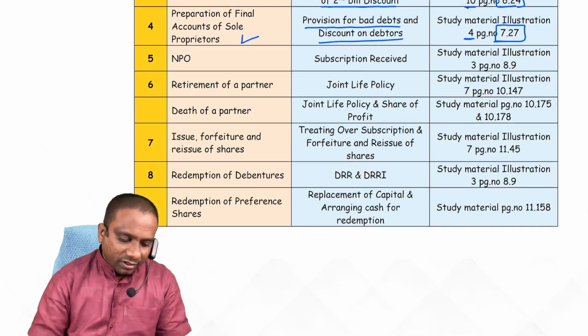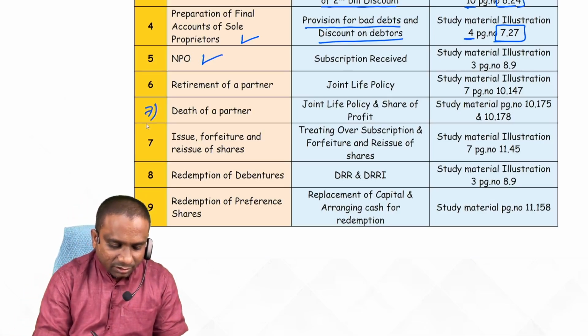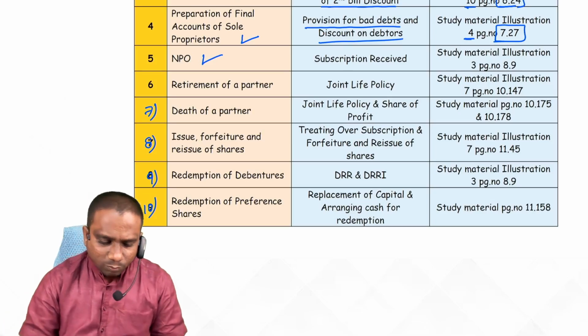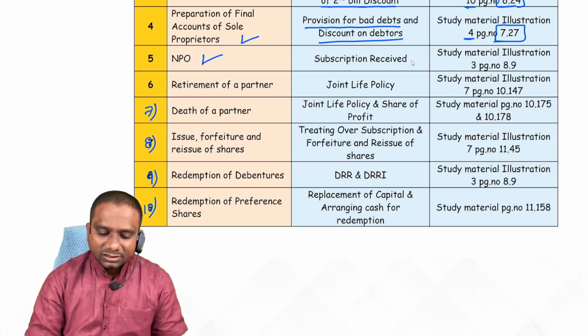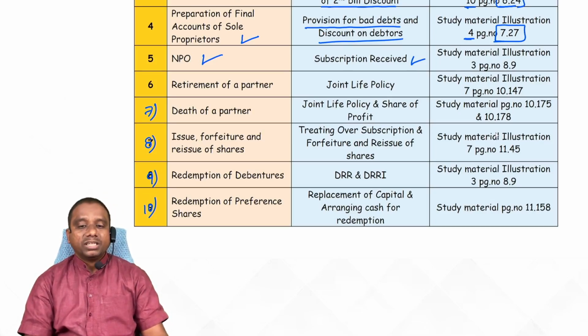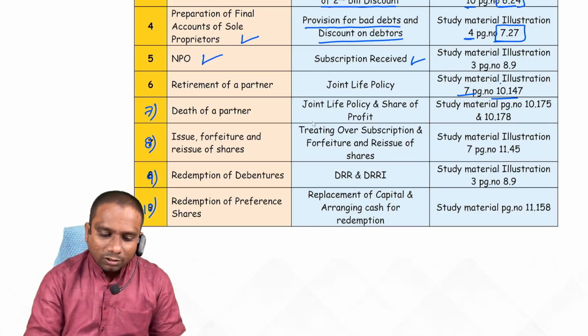NPO. Very, very important, student. NPO. Can write 7, 8, 9. In NPO, the most important adjustment is subscription received. So for this, we have to prepare subscription account. See illustration 7, page number 10.147.